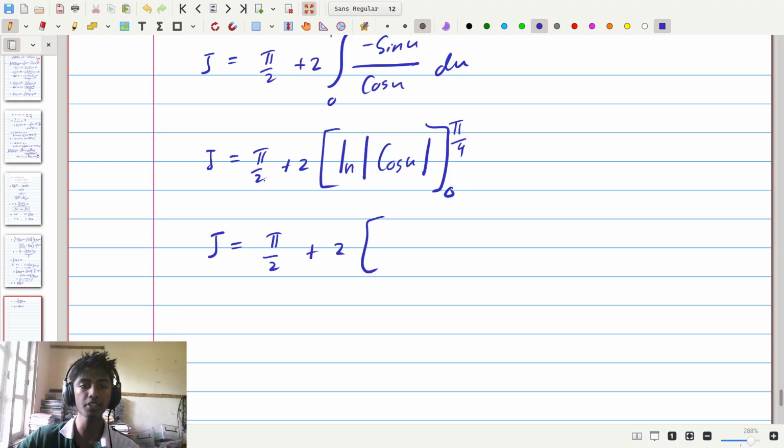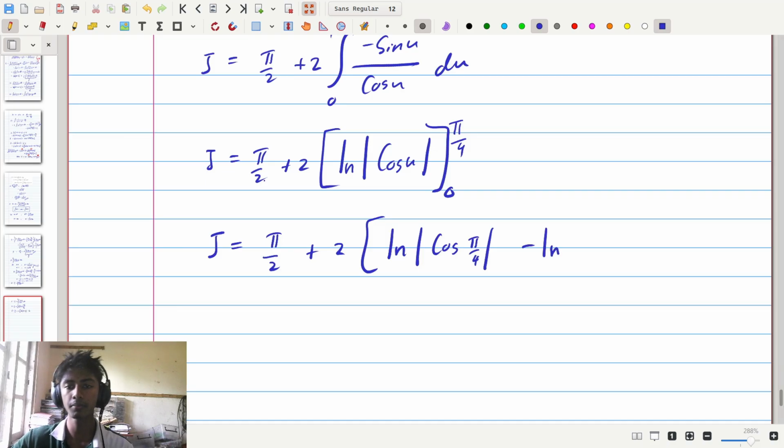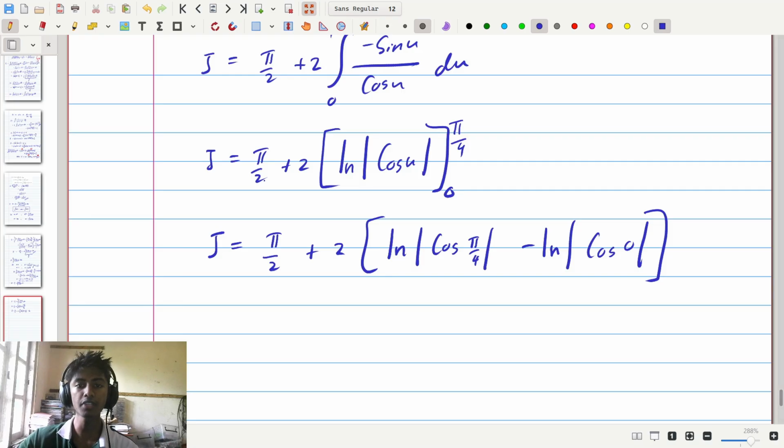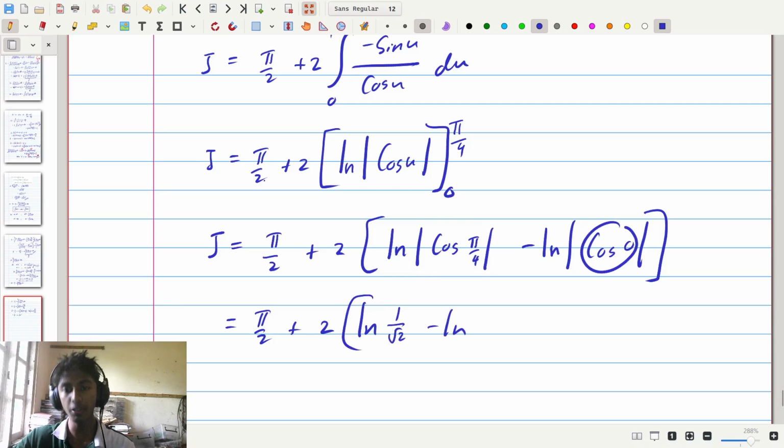Now finally, if we apply these limits, we can see we get j being equal to pi by 2 plus 2 times the limits of natural logarithm of cosine of pi by 4 minus the natural logarithm of modulus of cosine of 0. Now subtracting these two, we get pi by 2 plus 2 times natural logarithm of cosine of pi by 4, which is equal to 1 over root 2. So natural logarithm of 1 over root 2 minus natural logarithm of cosine of 0, which is natural logarithm of 1, minus natural log 1.